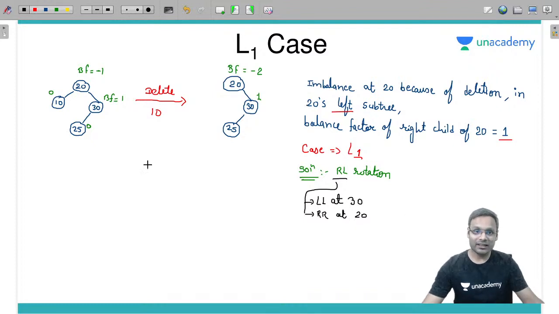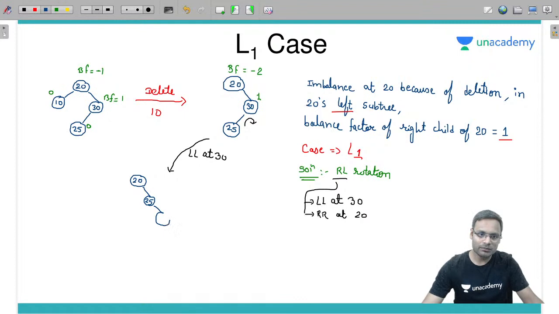Got it? चलिए अप्लाई करते हैं एक एक करके. पहले LL at 30. LL means single right rotation. After this LL at 30, 20 will be as it is on its position. Here 25 will go up and its right becomes 30. After that we will go for RR at 20. 25 will be reaching to the top. Left में आ गया 20, right में आ जाएगा 30.